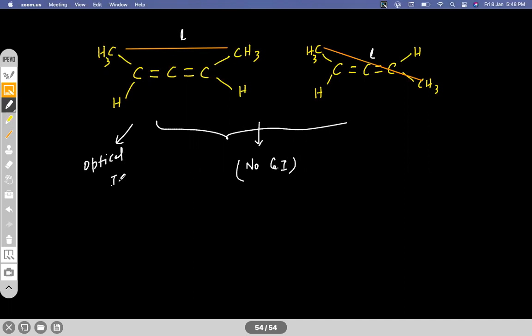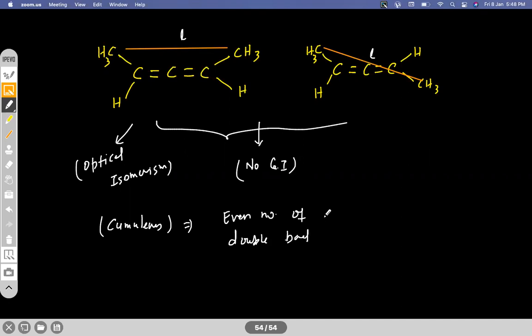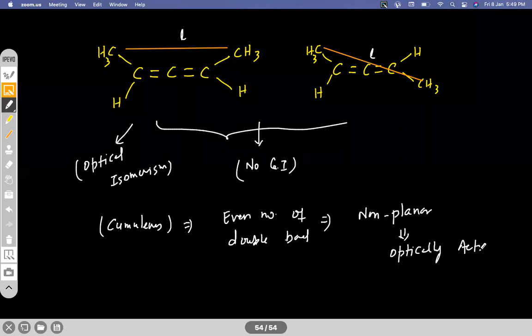How it's possible, we'll discuss in optical isomerism, but must keep this in mind. Don't get confused that it is cis or trans type, so GI is possible. Okay, note it down. JEE may have asked this question many times. In general, this kind of compound where we have continuous double bonds, we call it cumulenes. Double bond, double bond, double bond, like this. And when we have an even number of double bonds in cumulenes, it is non-planar and optically active. Just write it down and memorize it, okay? We'll see this later.